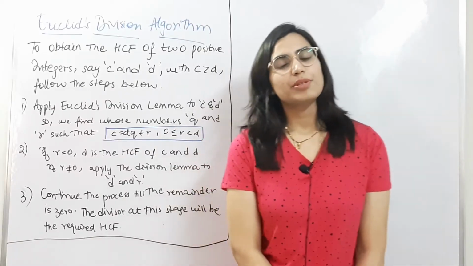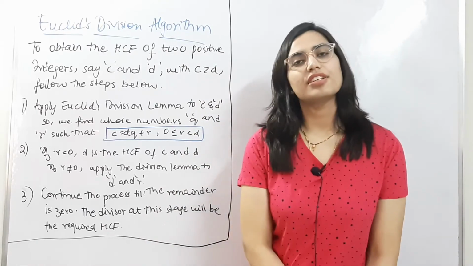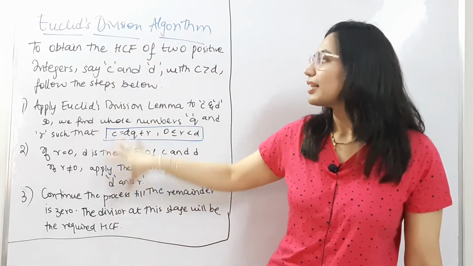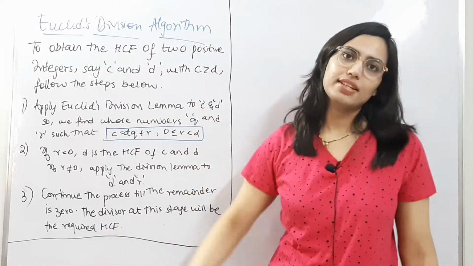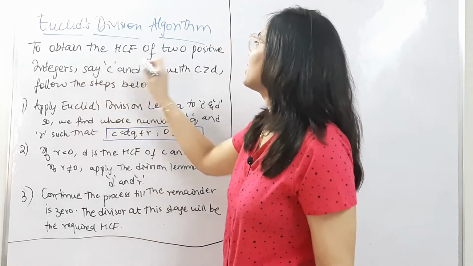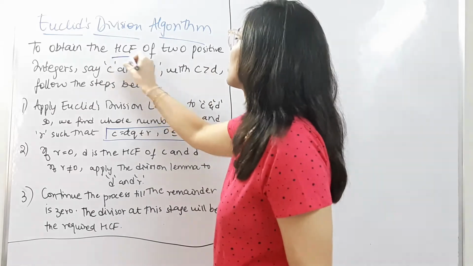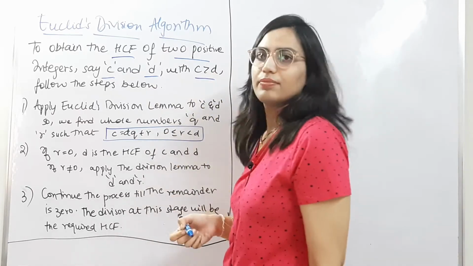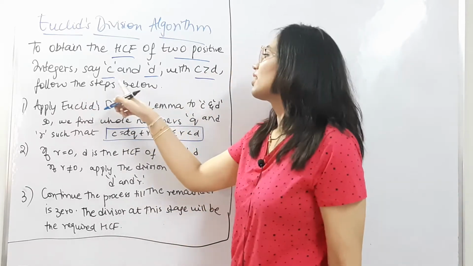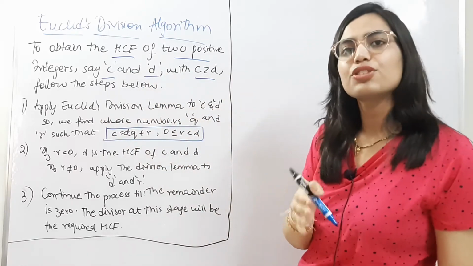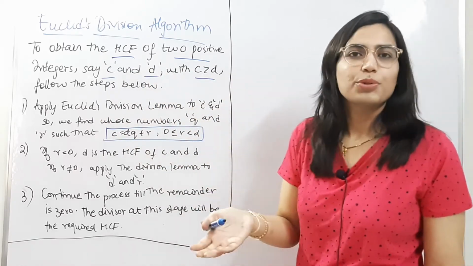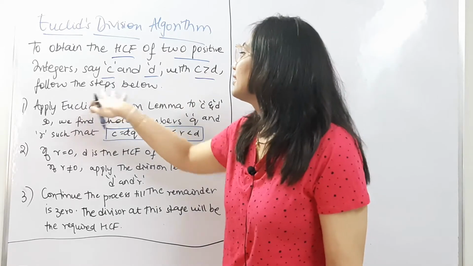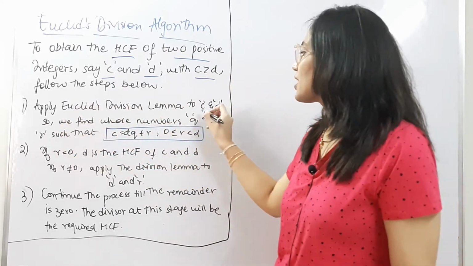Now that we've understood the underlying concept of HCF in detail, let's see how we can apply Euclid's division algorithm and compute the HCF by following these steps. The algorithm says that to obtain the HCF of two positive integers, say c and d, with c greater than d, right? Why c greater than d? Because in here we are considering c is greater than d. One integer should always be greater than the other to compute the HCF. If they are both equal, then the HCF will be the same. So c greater than d. Then apply Euclid's division lemma to c and d.